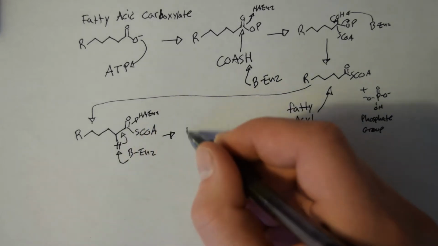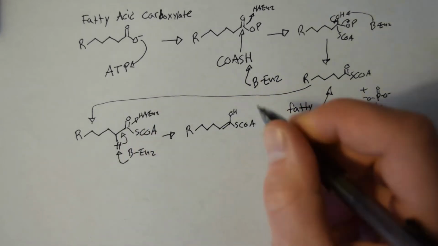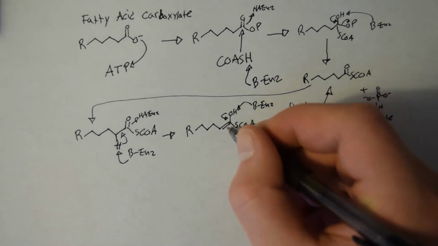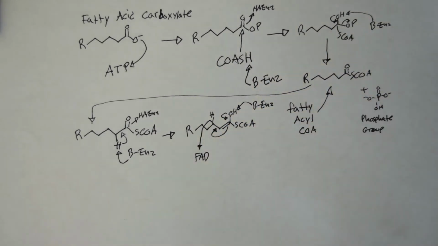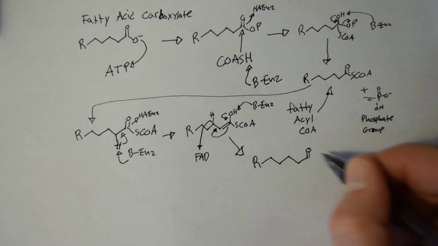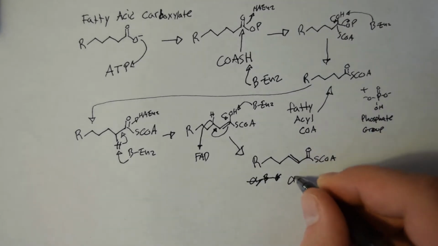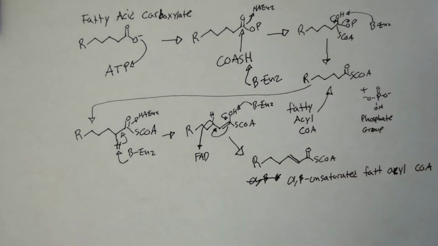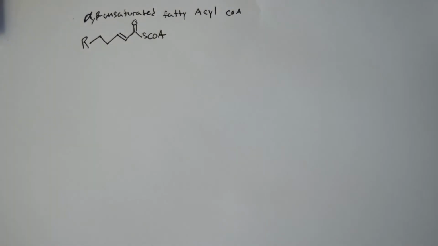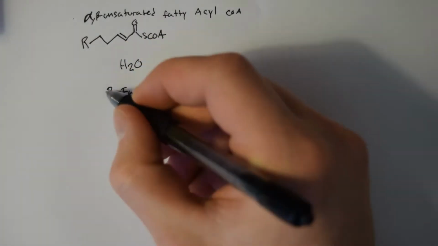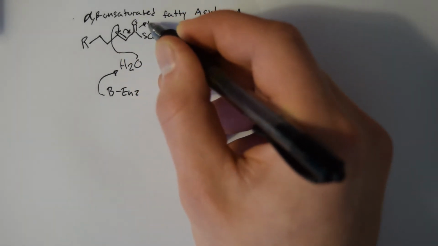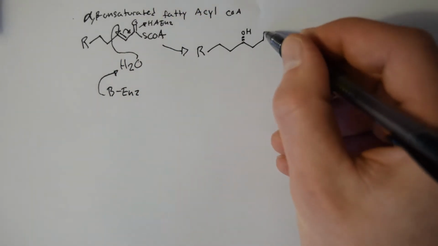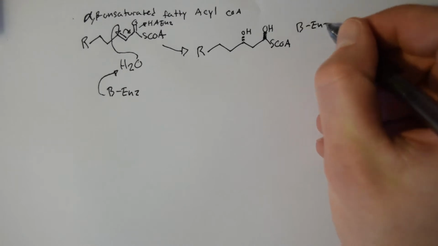Next, a proton is taken off and donated to an FAD, leaving us with alpha-beta unsaturated fatty acyl-CoA and an FADH2. Water is then added and we get beta-hydroxy fatty acyl-CoA.